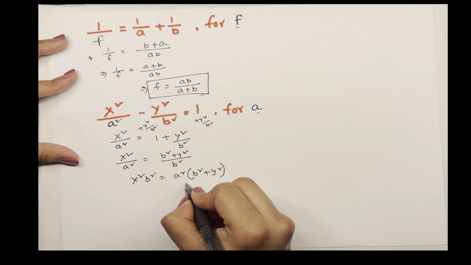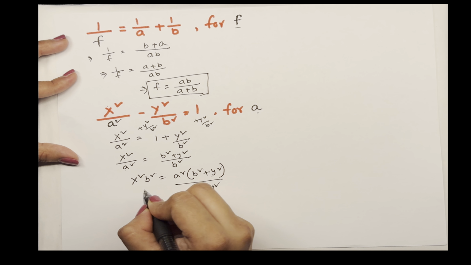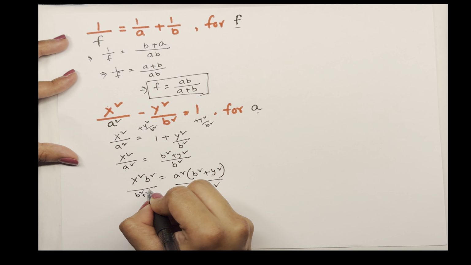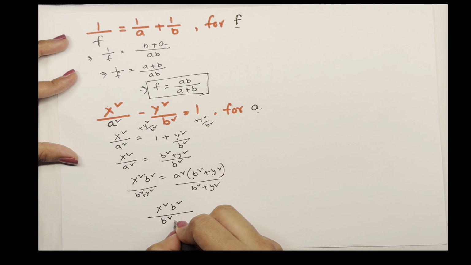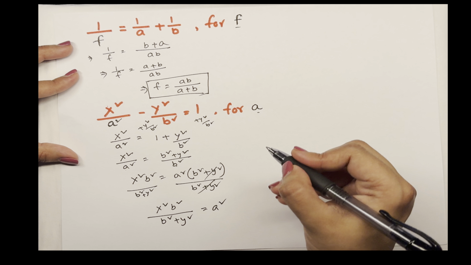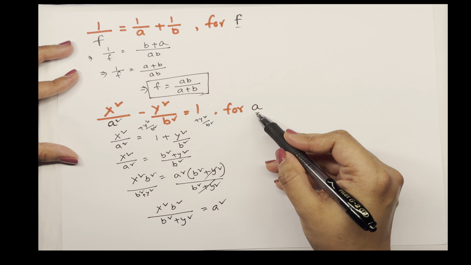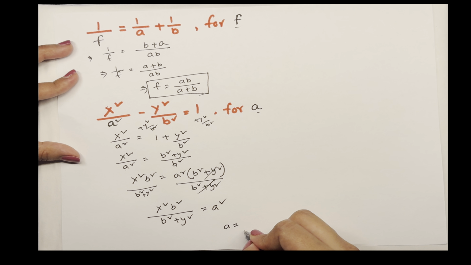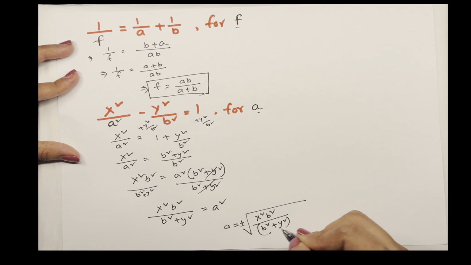Now, next step, just get rid of this part, (b square plus y square), by dividing both sides. So x square b square by (b square plus y square) is equal to a square. Now, we found a square, but they are asking to solve for a. So a will be plus or minus the root of x square b square by (b square plus y square).